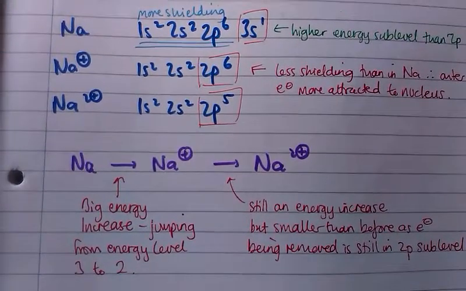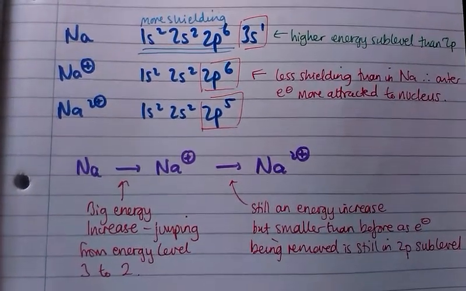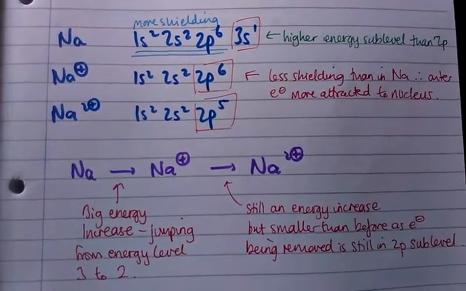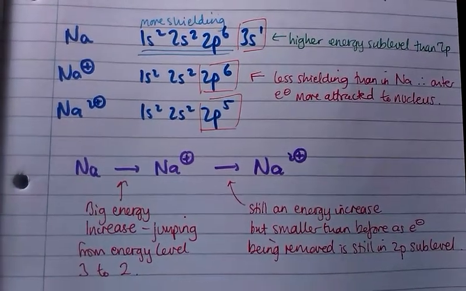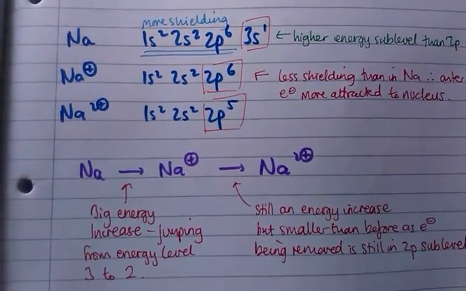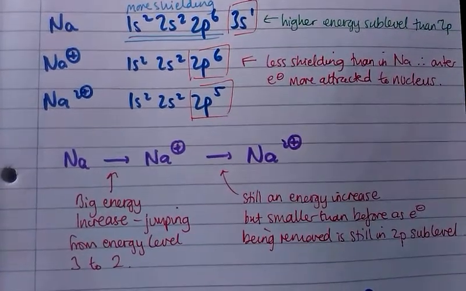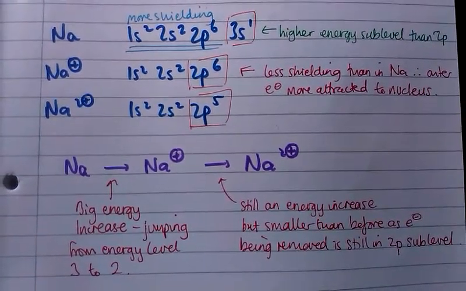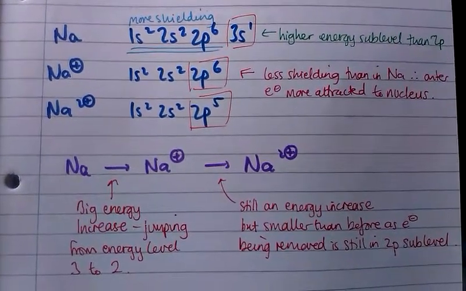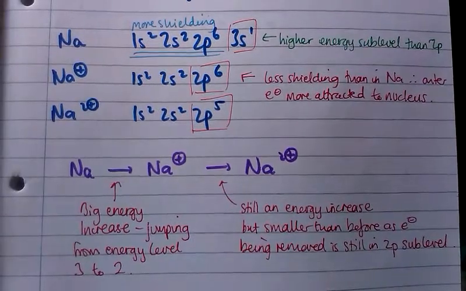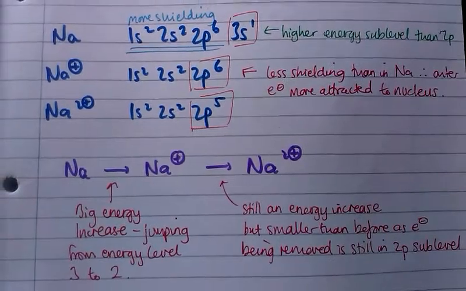So in going from sodium to sodium plus, the first ionisation energy, we get a big energy increase, because we're jumping from one energy level to the next. And then in going from sodium plus to sodium 2 plus, there's still an increase in ionisation energy, but it's smaller than it was before because the electron being removed is in the same energy level.